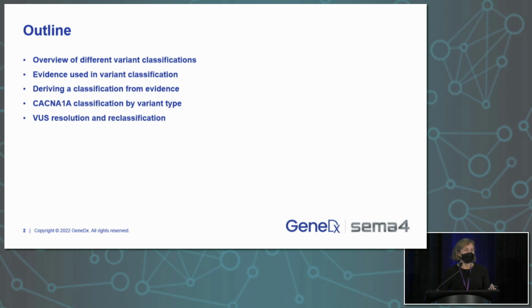So I'm going to start with an overview, go through some of the evidence that we use to derive the classification, and then talk a little bit about some of the CACNA1A data that we have from the variants that we've seen at GeneDx, and then also talk a little bit about variants of uncertain significance and how we go about trying to resolve those.